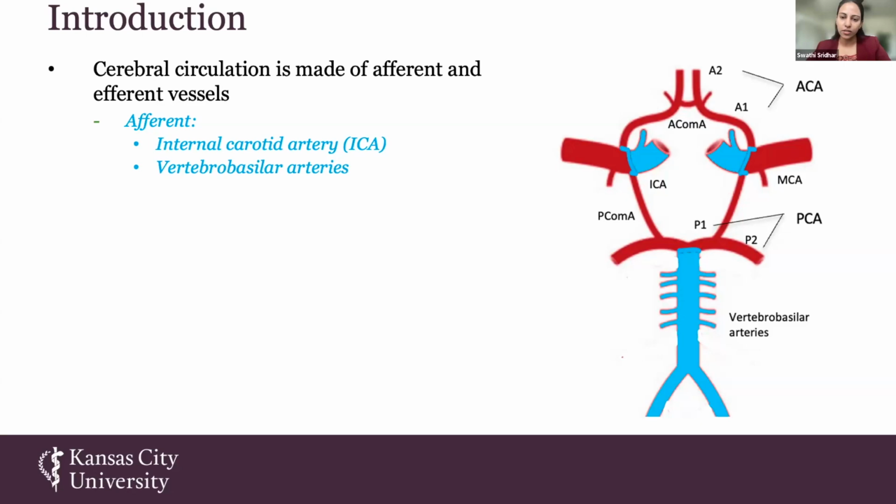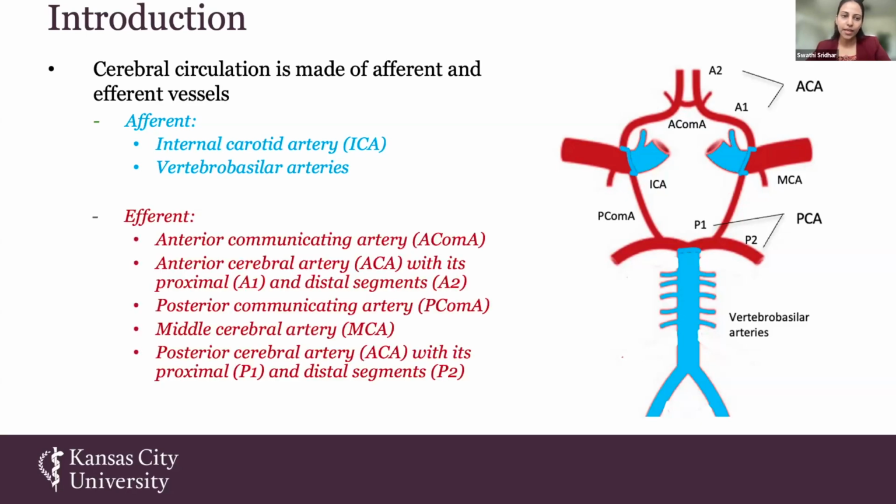And the efferent vessels distribute the blood to specific areas of the brain, and they include all of which is shown in red: the A1 and A2 segments of the anterior cerebral artery, the anterior communicating artery, the posterior communicating artery bilaterally, and the P1 and P2 segments of the posterior cerebral artery, all shown in red here.